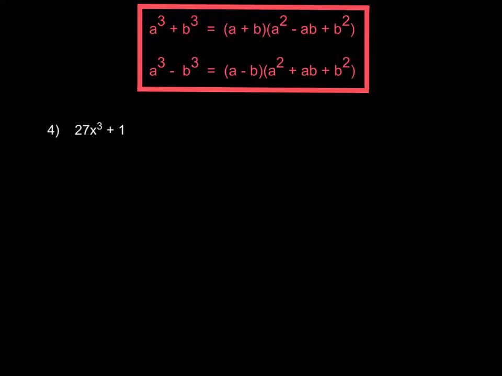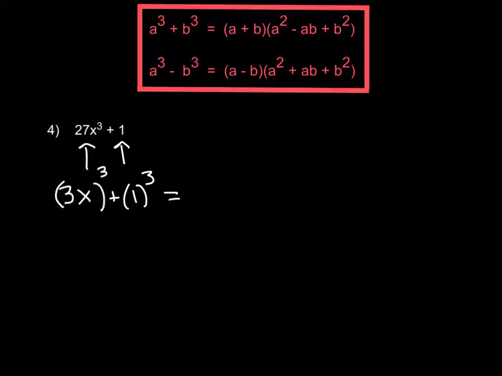So the first thing we want to do is decide what it is that we're actually cubing to give us 27x cubed. Well, 3 cubed gives us 27, and x cubed is x cubed. So we're taking a 3x and cubing it in order to give us 27x cubed. Then bring down the plus sign. And what are we cubing to give us 1? Well, 1 cubed is 1.